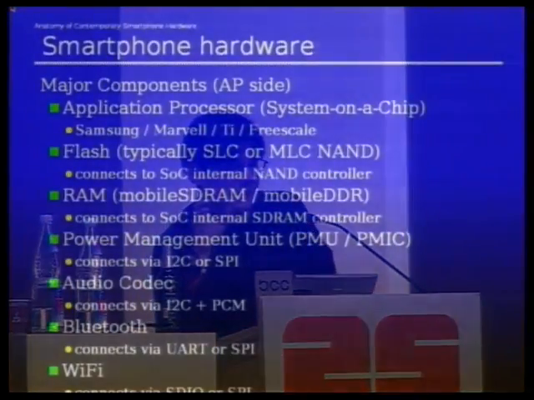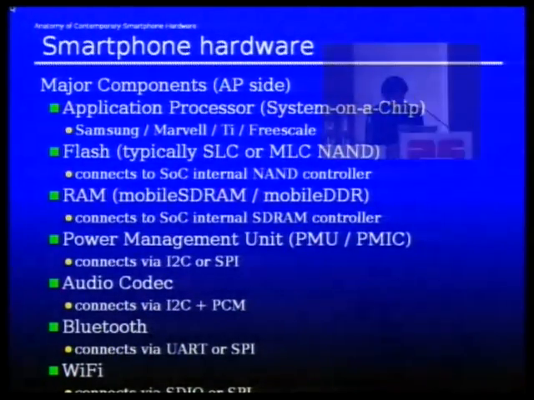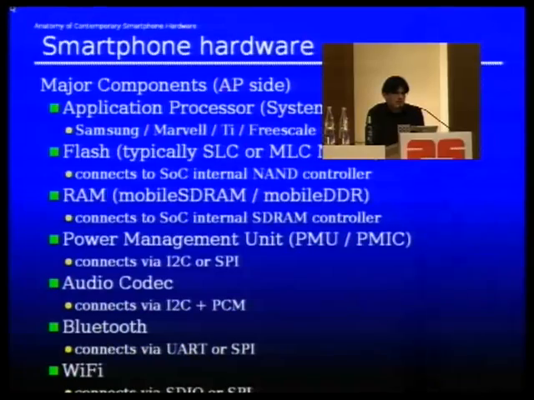So what kind of components do we have on the application processor side? That's going to be nice nerd porn in a couple of minutes, with PCB photographs and so on. There is an application processor, what people typically call the AP, which in turn mostly is an SoC, a system on a chip. The main manufacturers here are Samsung, Marvell, TI, and Freescale. TI is TI OMAP, people might have heard about that. Marvell is called PXA something: PXA 250, 270, 300 something.